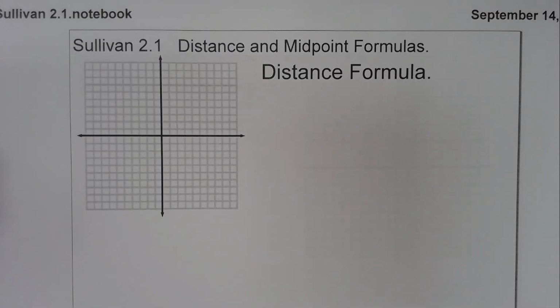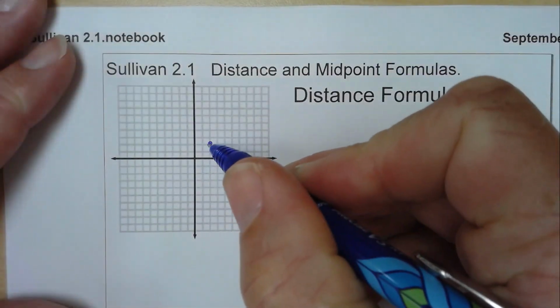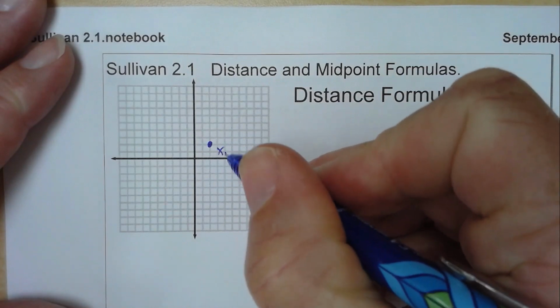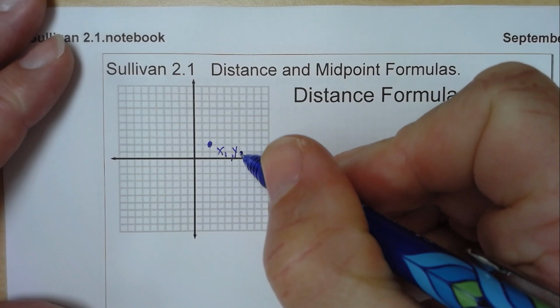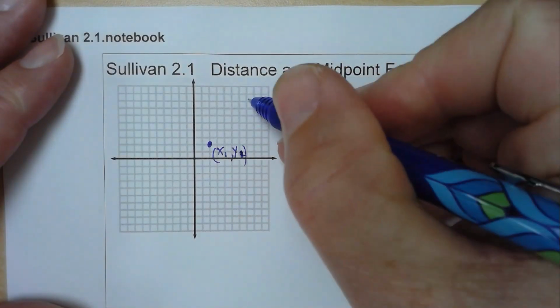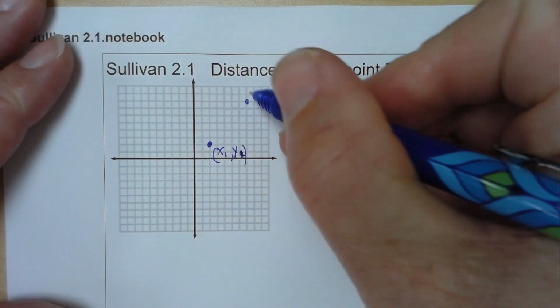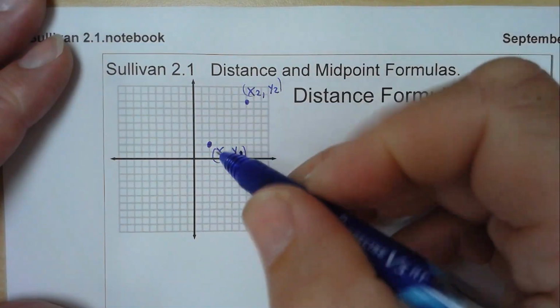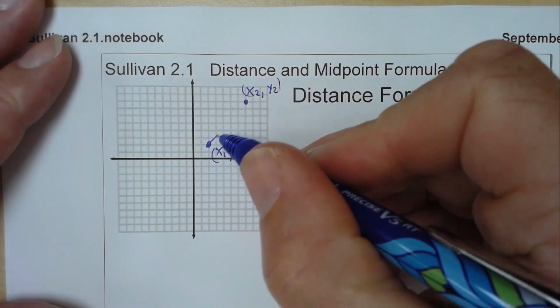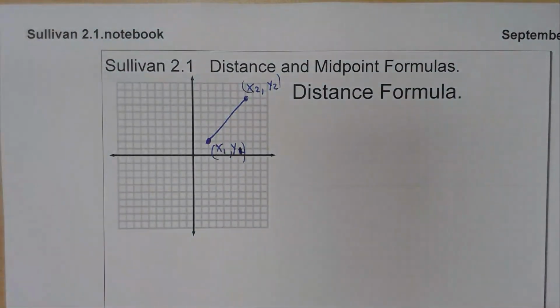All right, the distance formula and midpoint formulas. The distance formula comes from the Pythagorean theorem. So you pick a point. We're going to call this point x1, y1, just some generic point. We'll pick another point over here. We'll call this x2, y2, just a second point. So the little subscripts are just saying first point, second point. We want to know the distance between those. There's a formula that'll do that, but really it comes from the Pythagorean theorem.